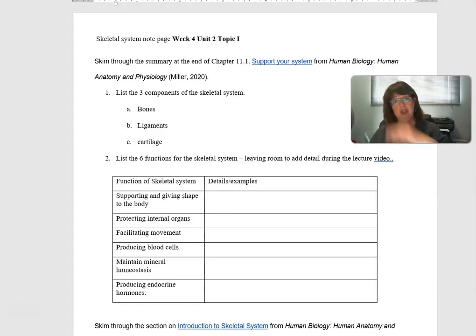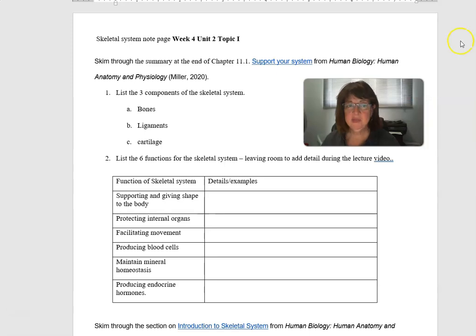Okay, we are going to look at the skeletal system. So we're in chapter 11. And when we look at the components of the skeletal system, there are three components. The bones, the ligaments, which hold the bones to bones, and the cartilage, which is at the end of the bones to help protect it.